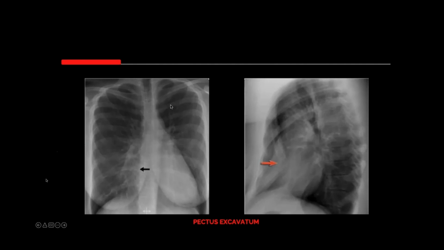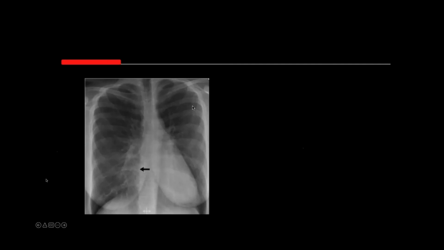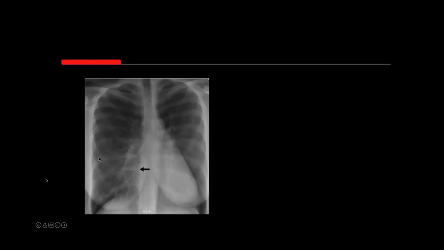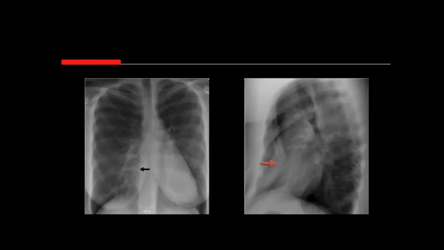Right? Let's look at the previous X-ray. Notice that the ribs are much more angulated and not that vertical as compared to the previous one. So this is more horizontal, straight, flattened. This is a horizontal anterior rib, where the posterior rib is vertical. So this is actually a pectus excavatum and it's a normal variant.